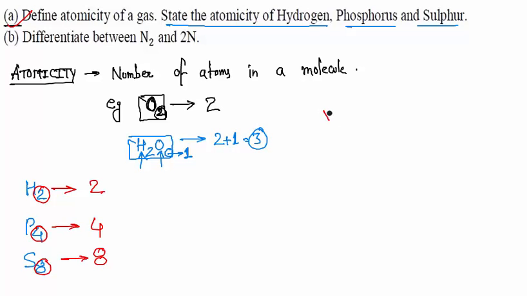Now we are done with the first part, that is the A part. Now come to the B part. All right, so differentiate between N2 and 2N. Okay, N2 and 2N.